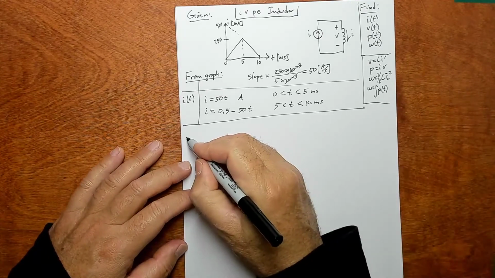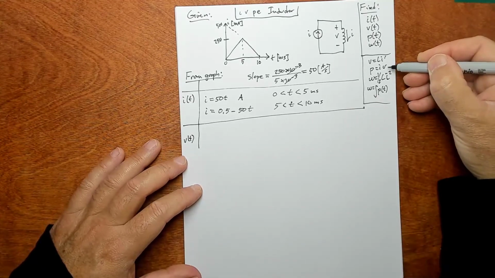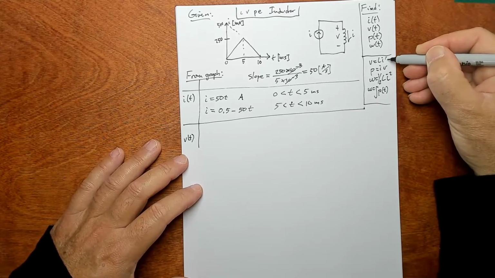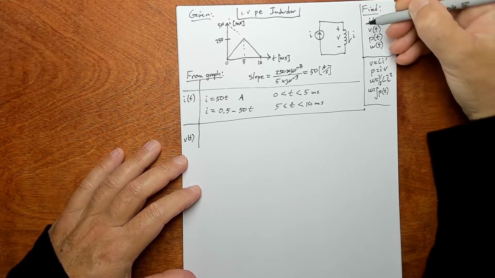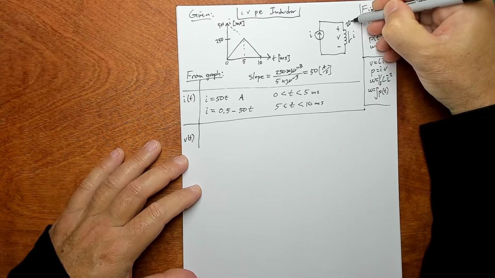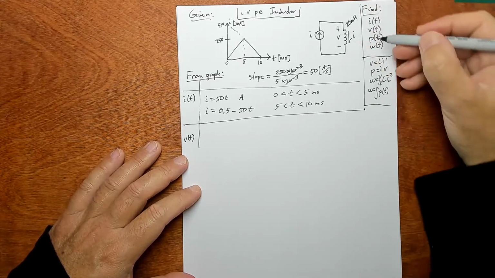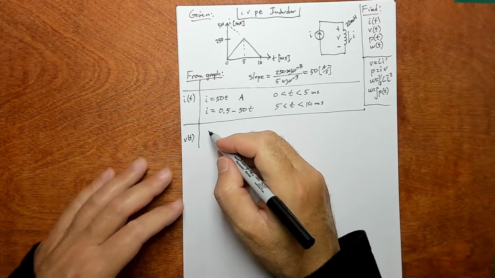So that's the current. Okay, the voltage as a function of time, we're just going to use this formula, V equals L i prime. So, oh, I didn't give L. L is 20 millihenries. That's the inductance of this guy right here. So we're just going to use that times i prime.